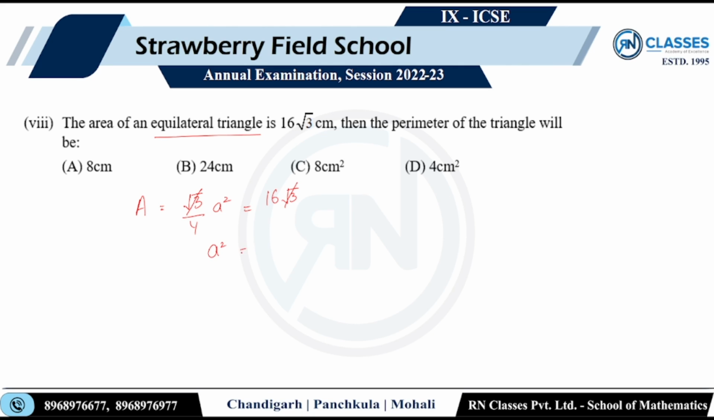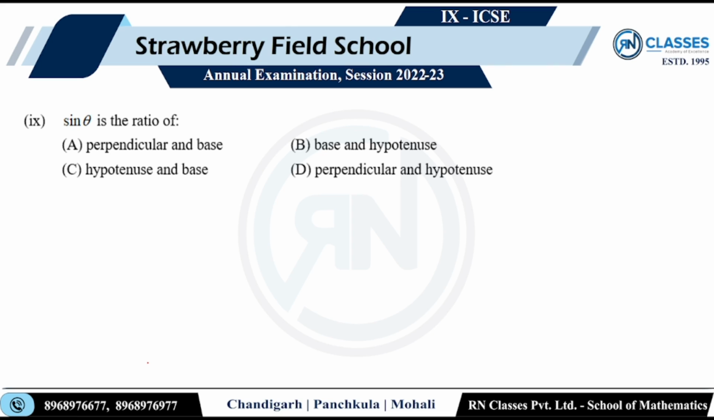A square की value कितनी आ गई? 16 4s are 64. What is A? A is 8. So perimeter of an equilateral triangle, this is 8, this is 8, this is 8. So perimeter would be 3A actually. So 8 3s are 24. 24 centimeters. Done.